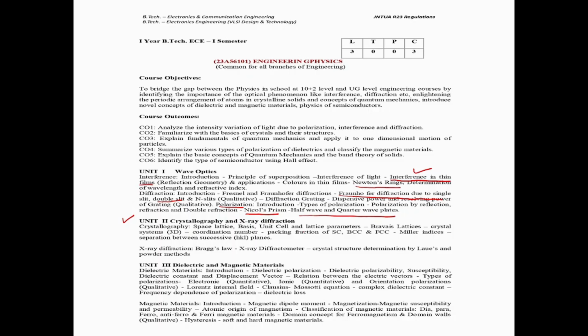Then in the second unit, definitely you have to focus on the packing fraction of the simple cubic structure, body centered cubic structure and face centered cubic structure. These three topics can be asked in the university end examination. The second one is the separation between successive lattice planes, which is another essay question. After these two questions in crystallography and X-ray diffraction, we have to focus on the different types of crystal systems, different types of crystals. This is another question in the second unit.